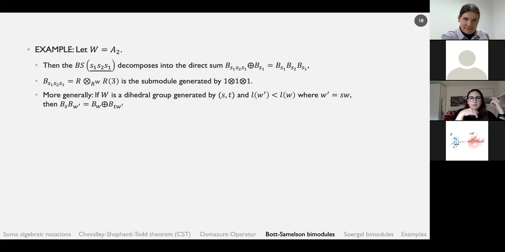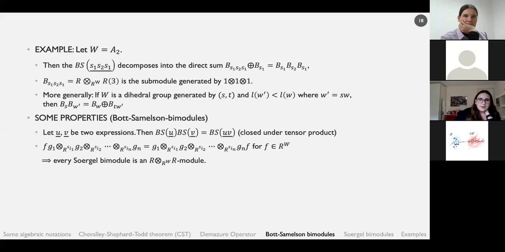We can also show more generally that if W is a dihedral group, which is generated by simple reflections, say those two simple reflections are s and t, and if the length of w' is smaller than the length of w, where we define w' to be s times w, then BS(w') is equal to B_w with the direct sum of B_{tw'}. And this is exactly like the general case of what I've shown above.